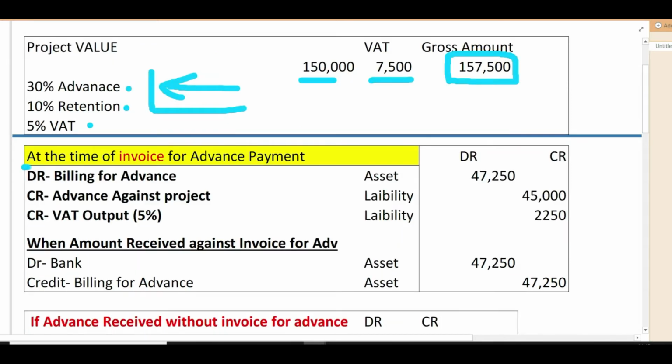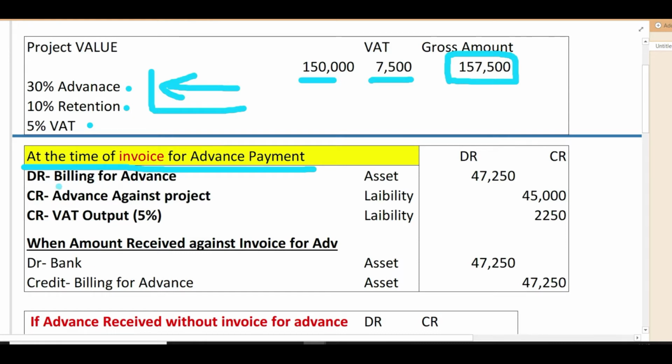Now, what will be the journal entries at the time of invoice for advance payment? As per UAE law, you have to charge VAT at the earlier of when you actually receive the advance amount or once you make the invoice for advance payment. So suppose you are making an invoice, what will be the journal entries?